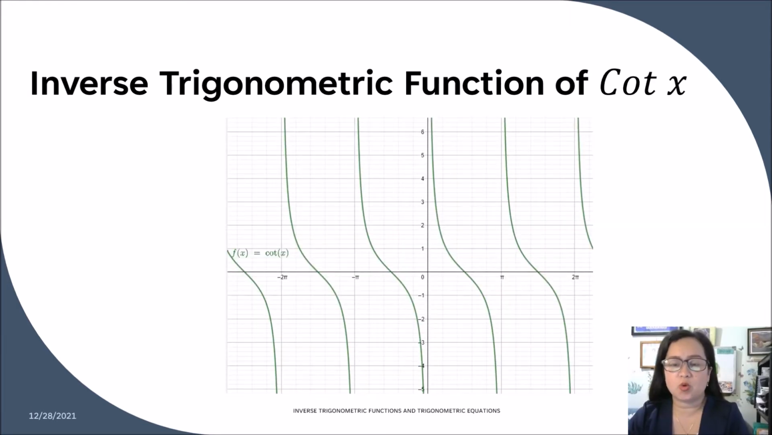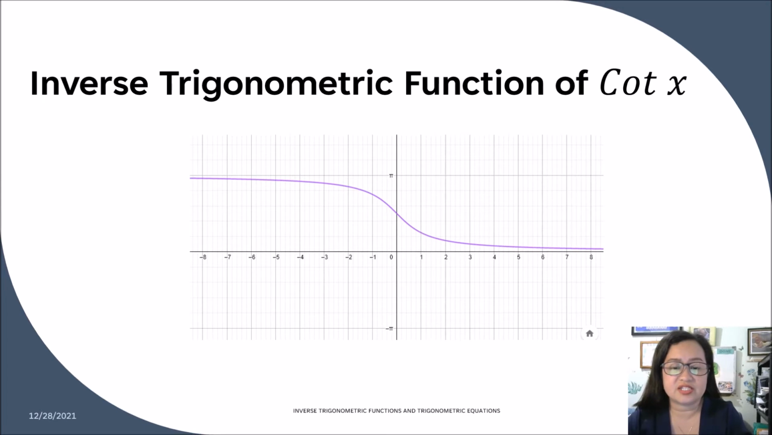Now let us explore the inverse of cotangent x. Consider the interval from 0 to pi. We can draw a horizontal line at any point, and we can always have one point of intersection. So therefore, if we restrict the function to 0 to pi, the inverse of cotangent x exists.